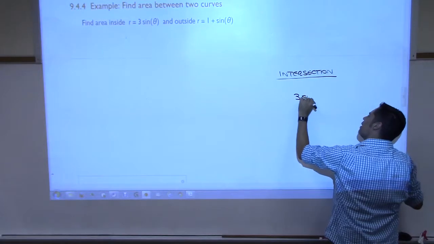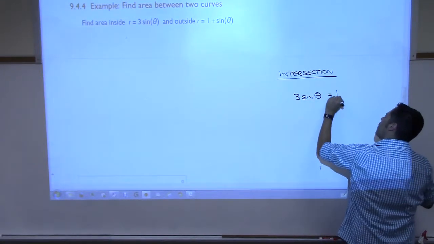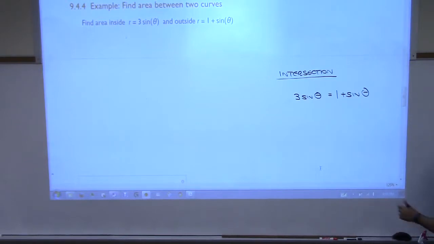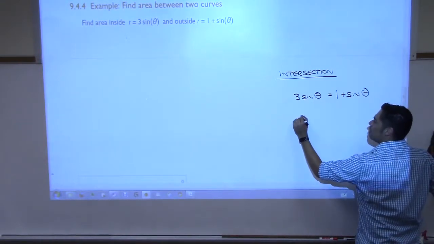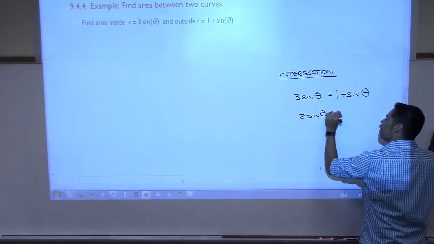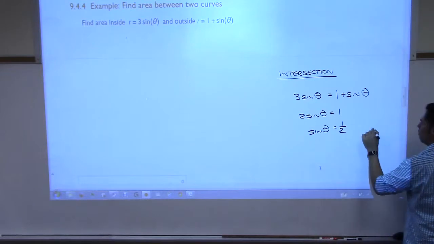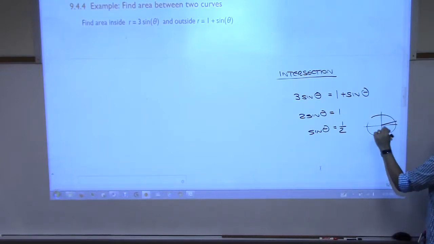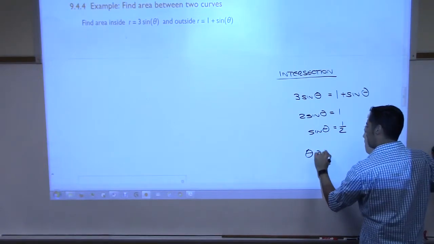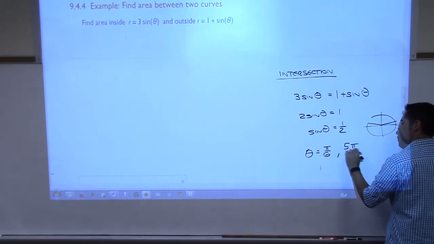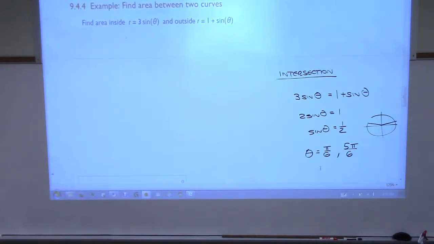So 3 sine theta equals 1 plus sine theta. This is going to be pretty straightforward, right? Subtract sine theta. You get 2 sine theta equals 1. Sine theta is 1/2. And then, we did that earlier, right? Sine theta is 1/2 is here and here. So pi over 6 and 5 pi over 6. Okay? Questions?